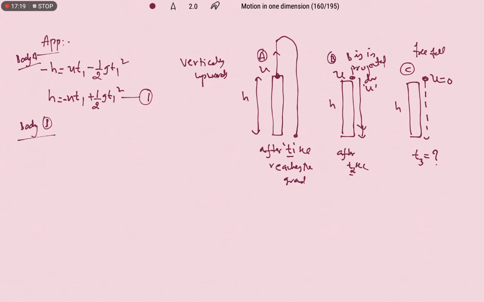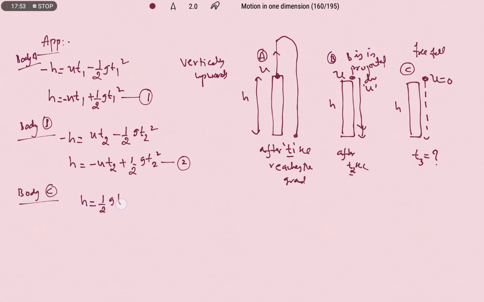Next, for body 2, minus h is equal to ut2 plus half gt2 square, because the initial velocity is the same as the first one, so minus h is equal to ut2 minus half gt2 square. We can write h is equal to minus ut2 plus half gt2 square, equation number 2. Next, for body 3, we can write h is equal to half gt3 square, because it is under free fall only. Now these are the three expressions we got.